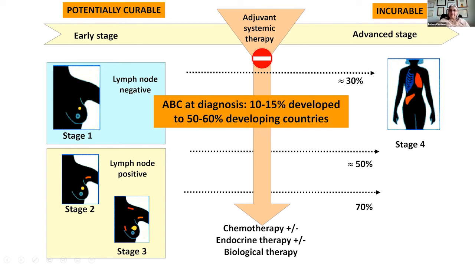At diagnosis, the majority of cases are early breast cancer, at least in what we call developed countries. But there are still some 10 to 15%, sometimes a little bit more, of cases of stage 4 at diagnosis. And in areas of the world where there is no screening, where there is less awareness about the symptoms, cancers are diagnosed later. And so it can go up to 50 or 60% of stage 4 at diagnosis.